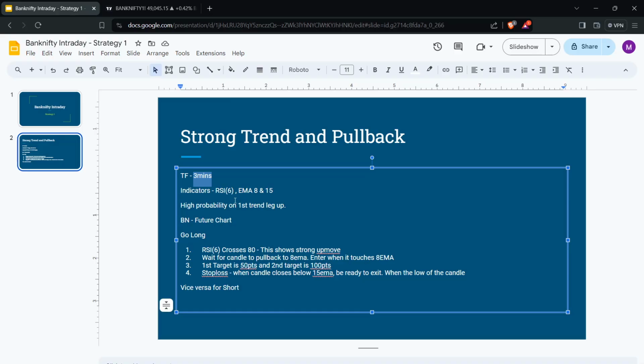So when I mean first leg up, after consolidation it breaks out and then it pulls back. That's the first pullback, and if you take that trade, that's more probable for it to reach the target. And it's on the future chart. Okay, so these are simple conditions on how to enter this trade.